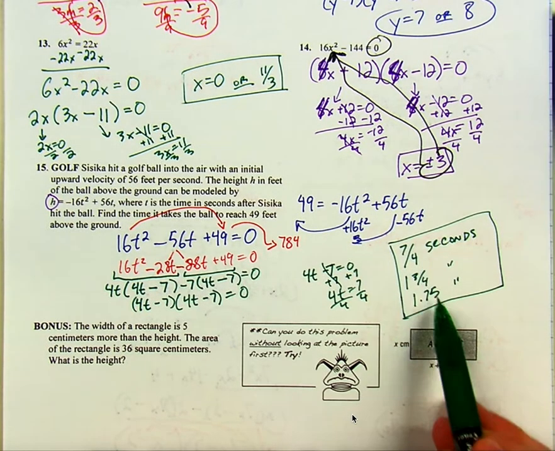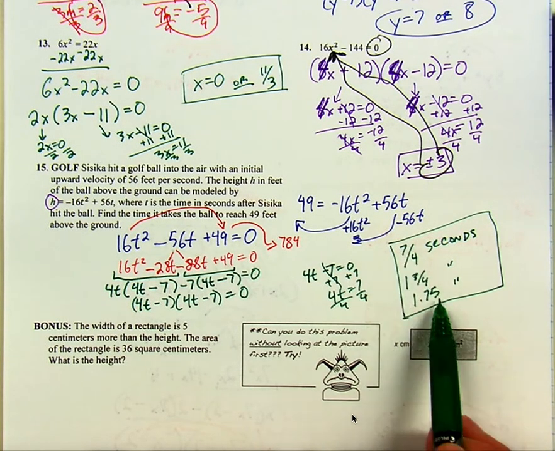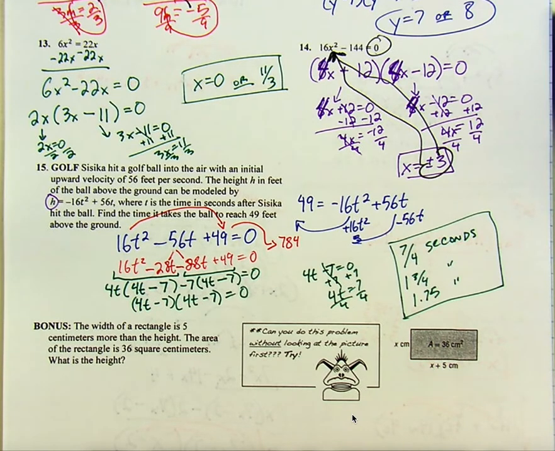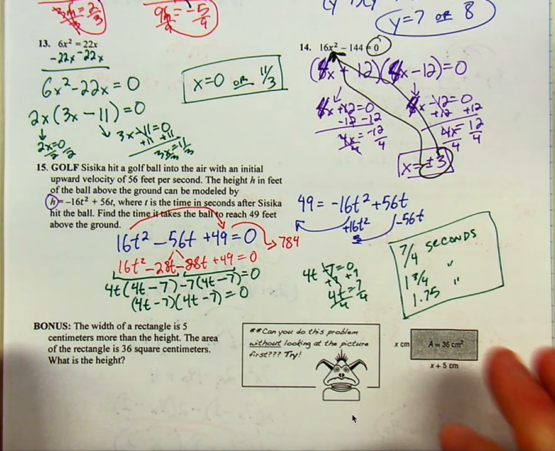And that does seem reasonable for a golf ball to take almost 2 seconds to reach that height in the air. Because, you know, golf balls can sail for quite a while. Okay, that is the 15 main problems on this. What about this bonus problem? Could you maybe have gotten 16 out of 15 and gotten more than 100% on this?